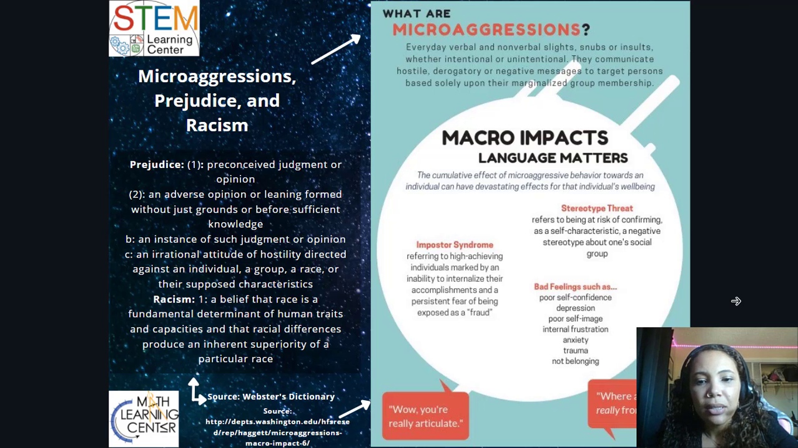Imposter syndrome, referring to high-achieving individuals marked by an inability to internalize their accomplishments and persistent fear of being exposed as a fraud. People that come from marginalized groups always feel like they're proving themselves, and imposter syndrome is something that happens when you've worked so hard to get to where you're at, but you don't feel like you belong and you feel like you're not supposed to be there. And all of this leads to poor self-confidence, depression, poor self-image, internal frustration, anxiety, trauma, that feeling of not belonging.